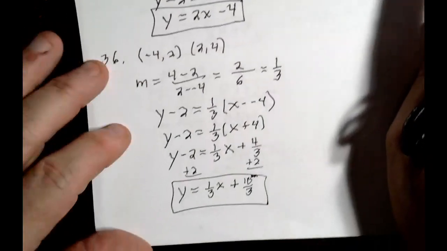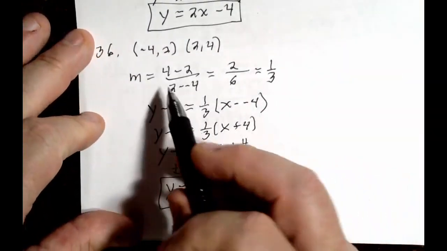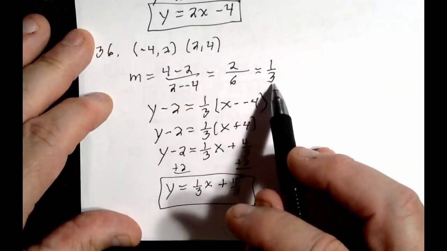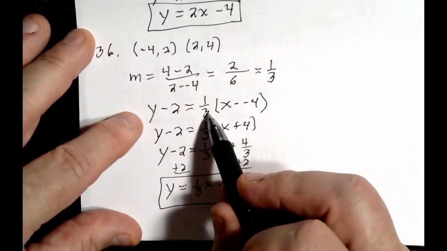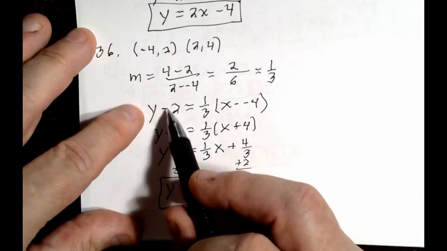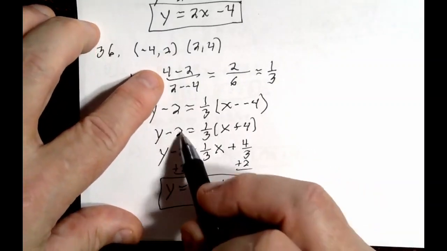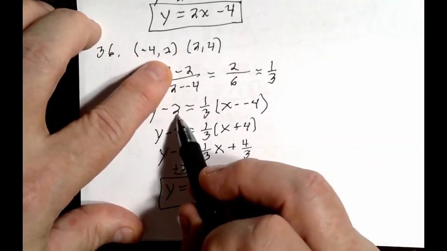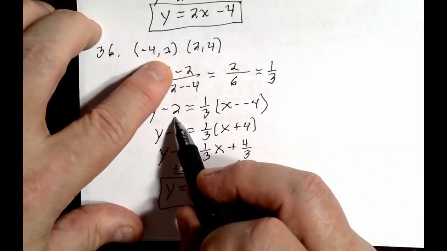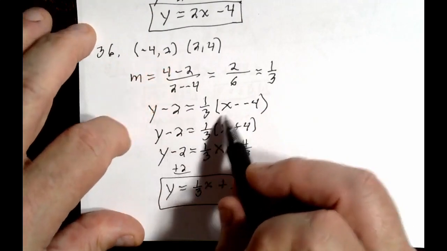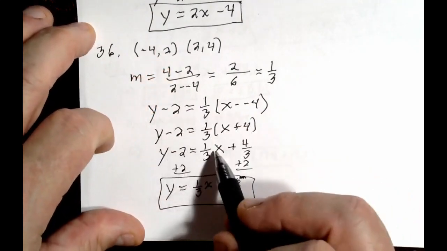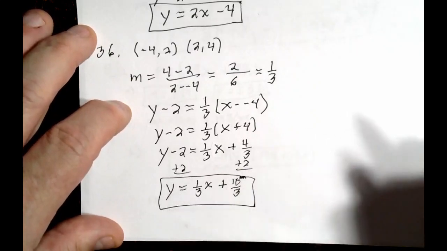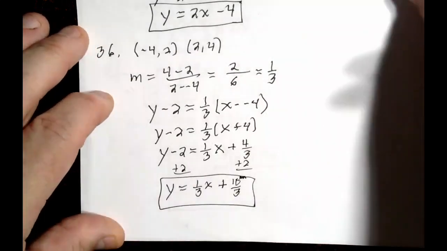And we do the same thing with 36. We first find the slope, 4 minus 2 over 2 minus -4. Get 1/3. So that goes there for m. And I used x1 is -4, y1 is 2. So I plug those in here. I distribute my 1/3. Then I add 2 to the 1/3, and I get 10/3. And there's my answer.